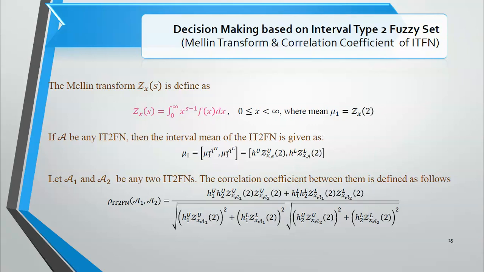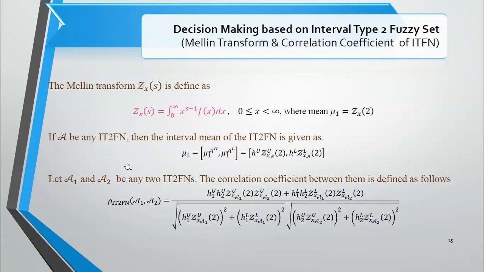Now, another ranking method for interval valued type 2 fuzzy numbers is defined using the correlation coefficient. The correlation coefficient is obtained by using the Mellin transform. So first of all, we define the Mellin transform. If f(x) is a probability density function, then the Mellin transform of f(x) is defined by this formula. Correspondingly, we can calculate the mean mu1 by this.